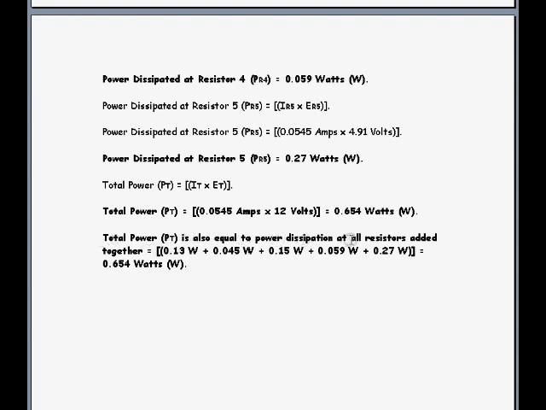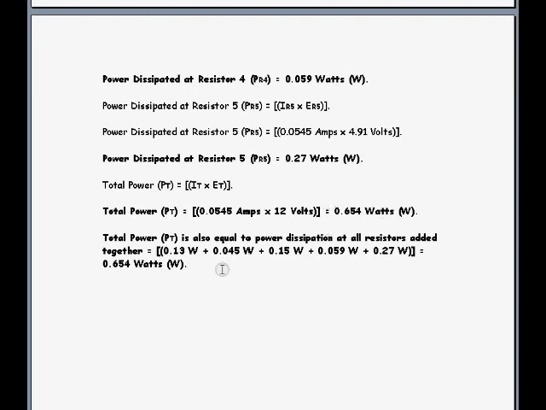So we can calculate the power dissipation at each resistor using that methodology, which we have right here. So now all we have left is to calculate the total power. Is the total current times the total voltage. That would be the total power involved. And then to check the work using Kirchhoff's law, the total power is also equal to power dissipation at all resistors added together. So we can add them up and we also get the same value.